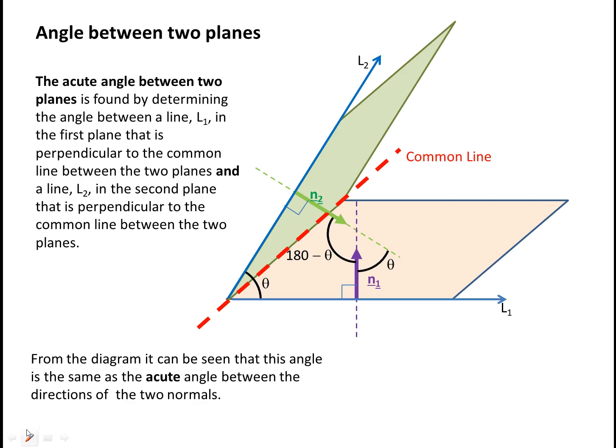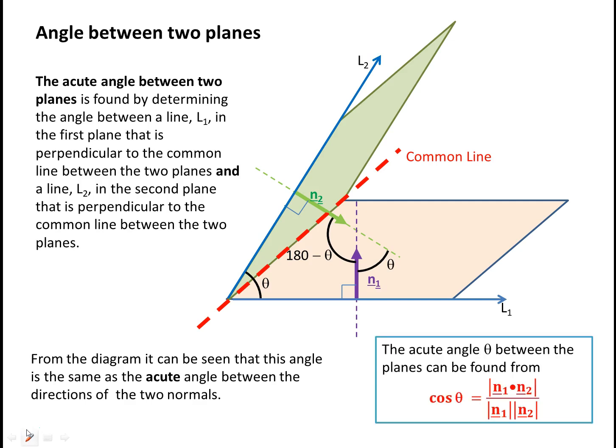So we can find the acute angle between two planes by simply saying that cos theta is the modulus of the scalar product of n1 and n2, divided by the size of n1 times the size of n2.